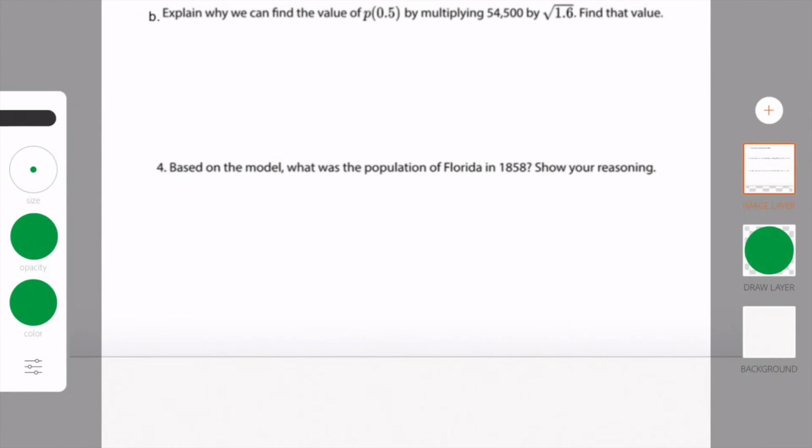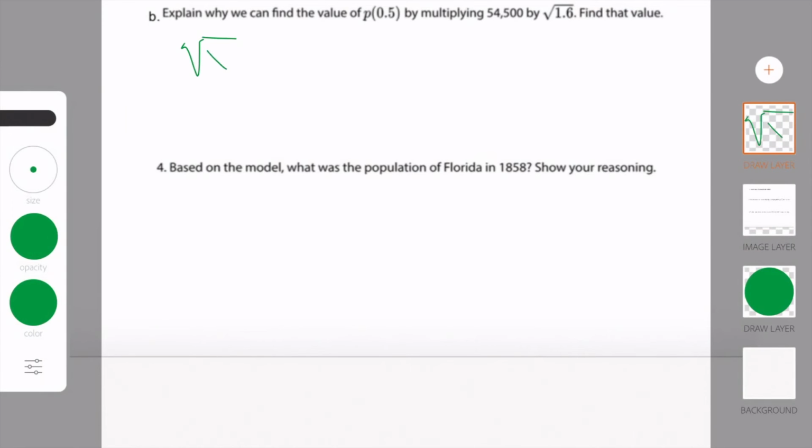Now we need to know why we can find the value of p to the 0.5 by multiplying 54,000 by radical 1.6. And we know that radical x is the same thing as x to the 1/2 power, right? And as we just talked about in this example, we have 1.6 to the power of 0.5. That represents half a decade, right? And we know that 0.5 is the same thing as 1 over 2.